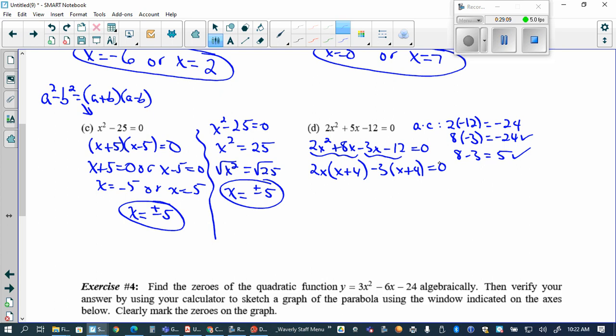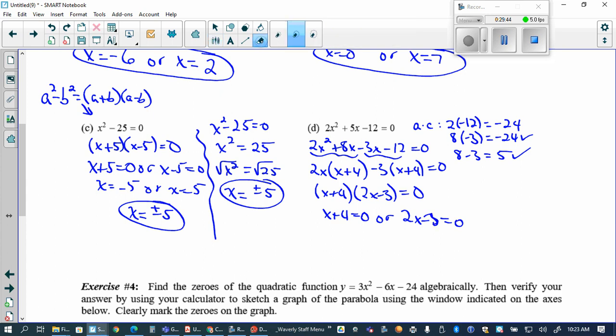Now what's the common factor? We're not done factoring. X plus 4 comes out, leaving 2x minus 3 equals 0 still. Don't drop the equals 0, right? Bad, horrible math. Now you know what to do, right? What do I do with these two factors? X plus 4 equals 0, or 2x minus 3 equals 0.